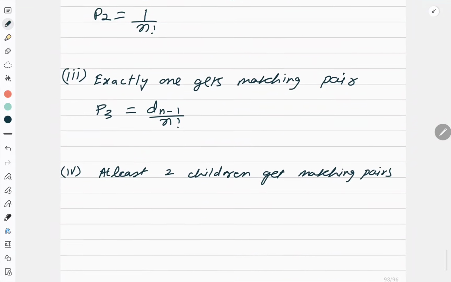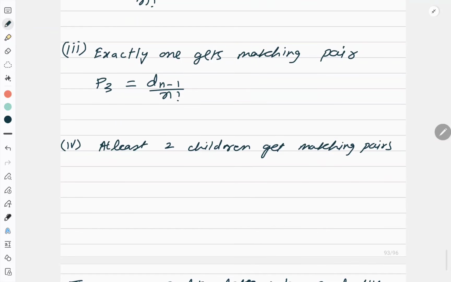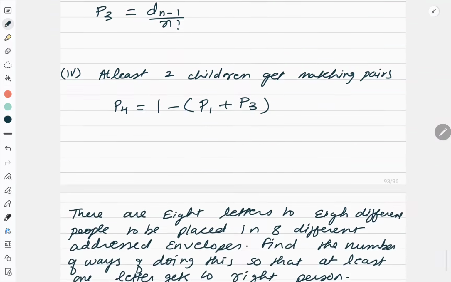Okay. Now the next case is at least 2 children get the matching pairs. 2 children get the matching pair means, suppose all are getting, minus 1 is not getting and 2 is not getting. So P1 plus P3, which we have already found out in the previous two parts. So this is how you should do this question. Now let's see the next question.